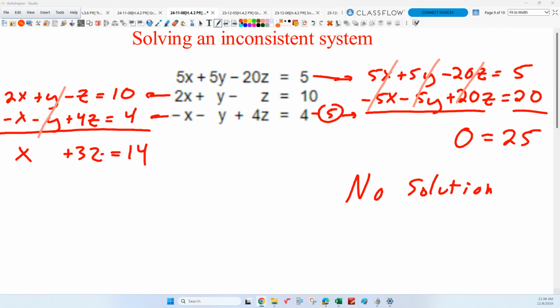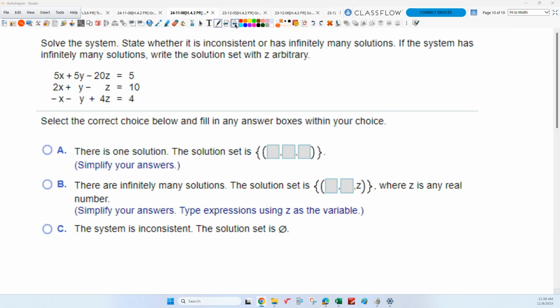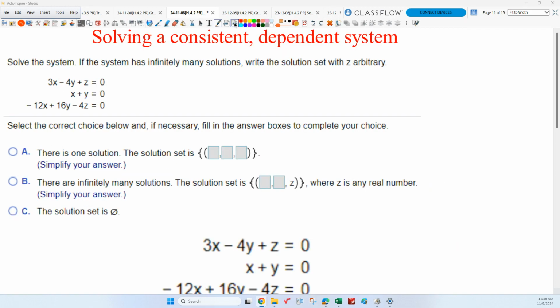Okay? All right, let's look at another weird one. Oh, and by the way, how would I enter this? Which one of those three choices would be the correct one? It'd be C, wouldn't it? That's the one we just did. Okay, yeah.